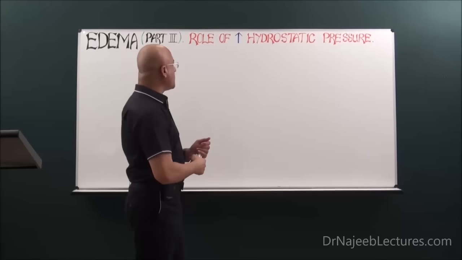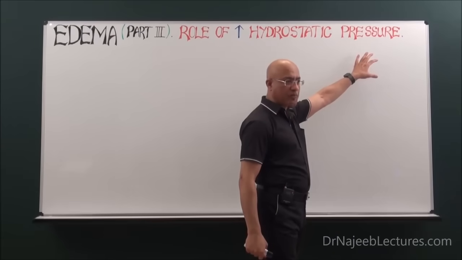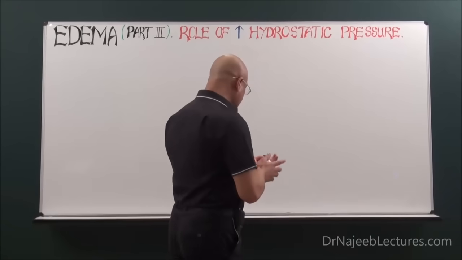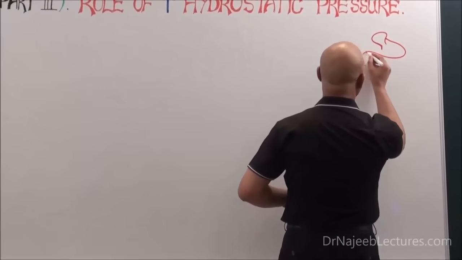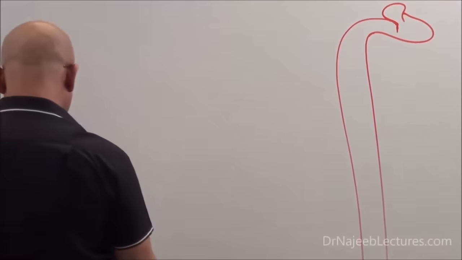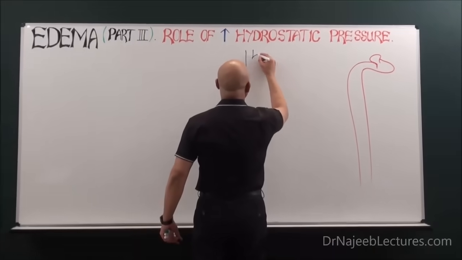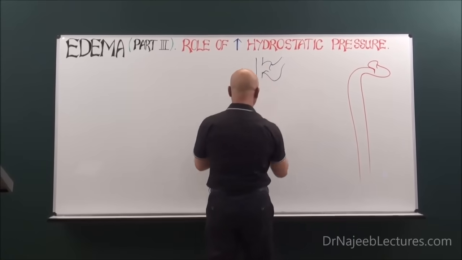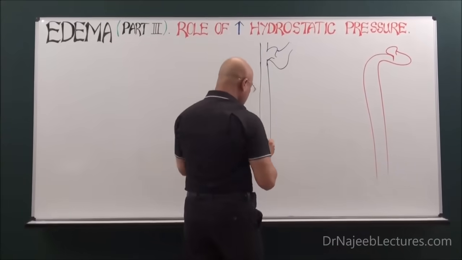Today we are going to talk about the role of increased hydrostatic pressure in capillaries in the genesis of edema. Right? Let's go back and look at our basic diagram. Let's suppose here is your left heart and here is the aorta, the arterial tree, and here lies your right heart system. Suppose it is a functional diagram, not anatomical, and here is the caval system or venous system.